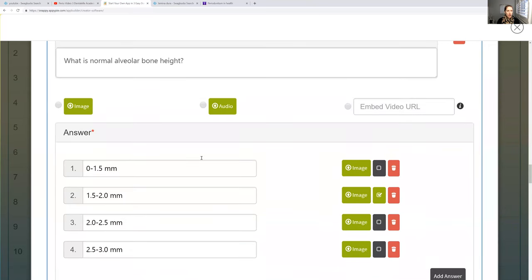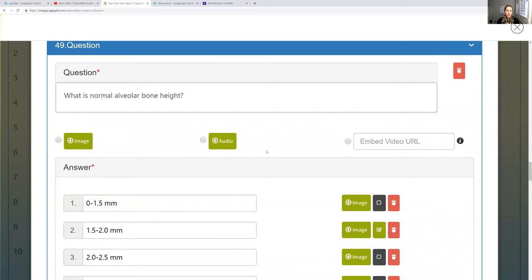Let's see here. What is normal alveolar bone height? You always have to know what is normal. So that is 1.5 to 2.0 millimeters. Is this something you have to know for the real world? You know what? I would actually say yes.